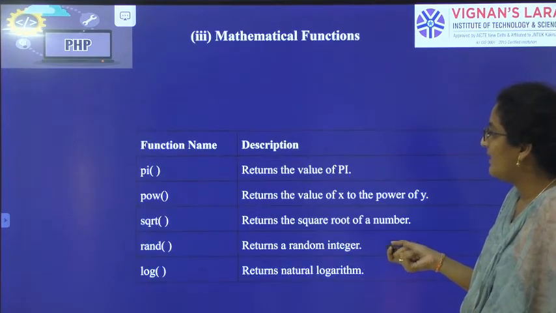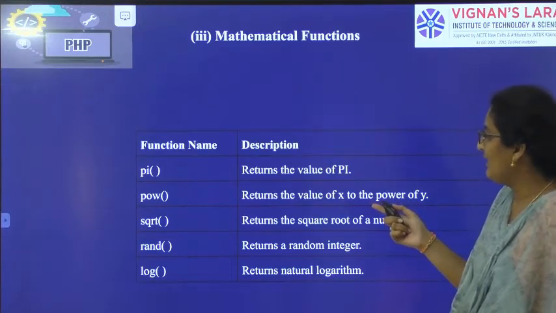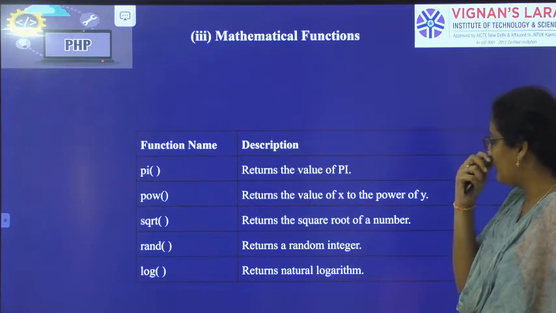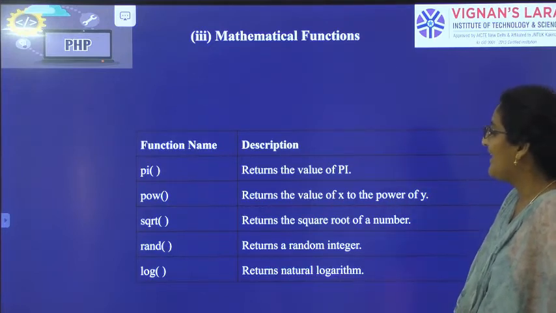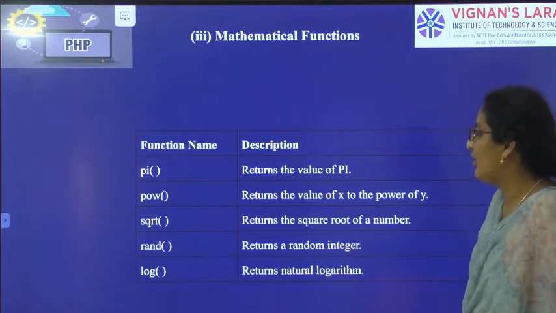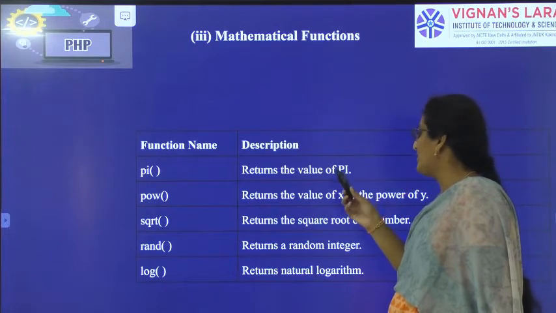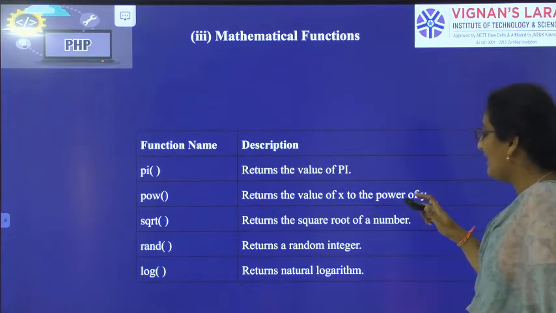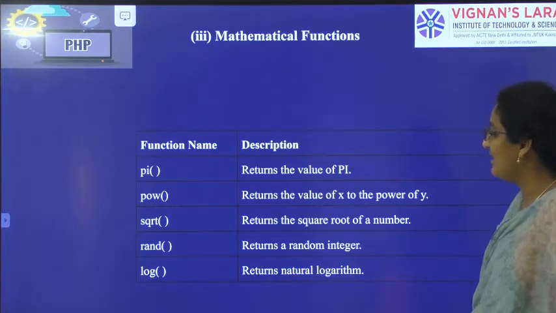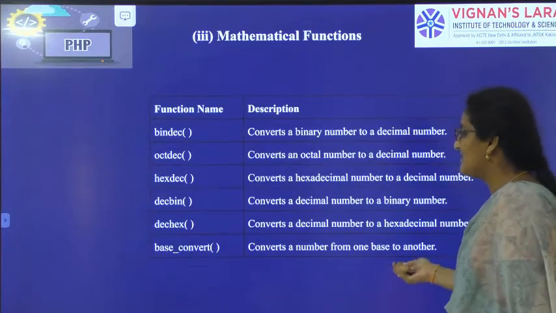See, PI is to return the value of pi. POW is to return the value of power of x and y. SQRT is to return the square root of a value. RAND is to return the random integer. LOG is to return the natural logarithm. So PI is to return the pi value, POW is to return the power value, SQRT is to return the square root number, RAND is to return the random integer, LOG is to return the natural logarithm. These are the mathematical functions.